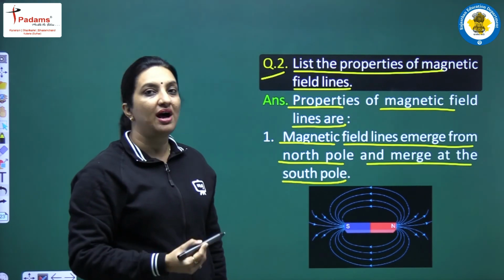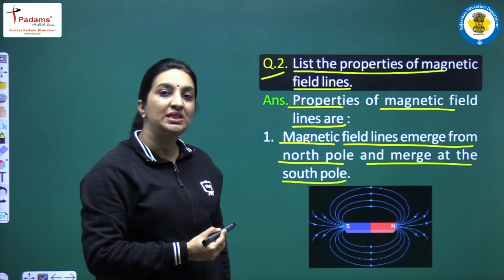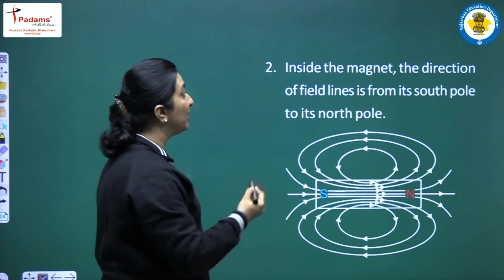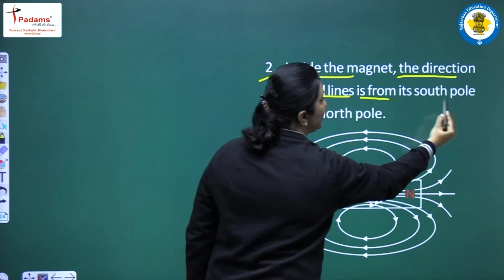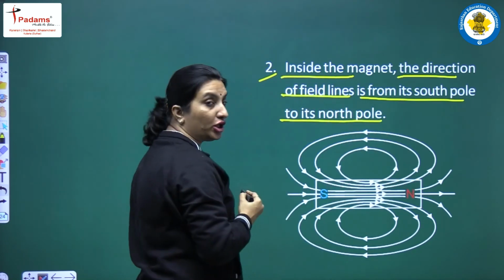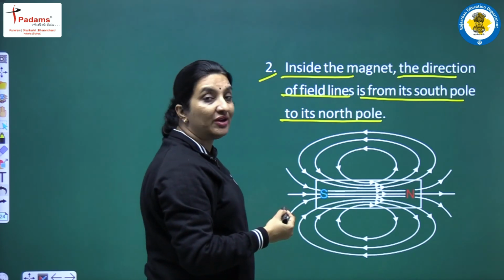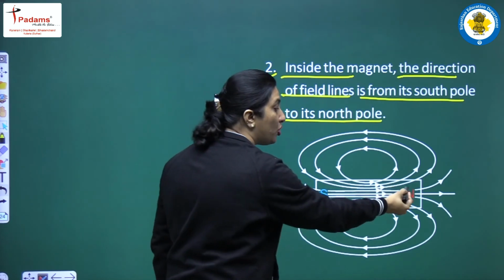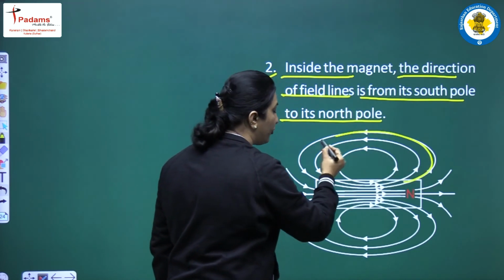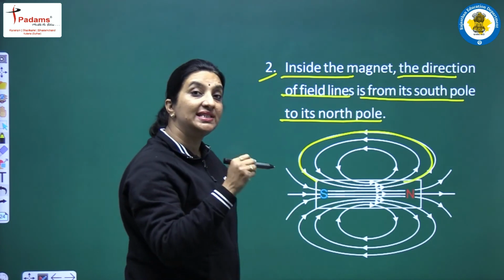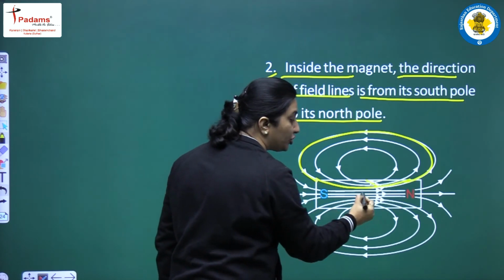So we can draw the diagram. We can support our answer always with diagrams. So whenever the diagram is required, students, you must draw the diagram also. Then second, inside the magnet, the direction of field lines is from its south pole to its north pole. So we know, students, that outside the bar magnet, we have the direction of magnetic field lines from north to south. Here you can see, students, that the magnetic field lines are moving from north to south, but inside the magnet, these magnetic field lines move from south to north.